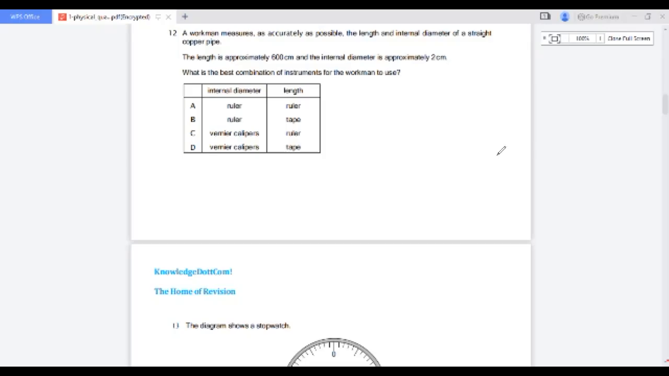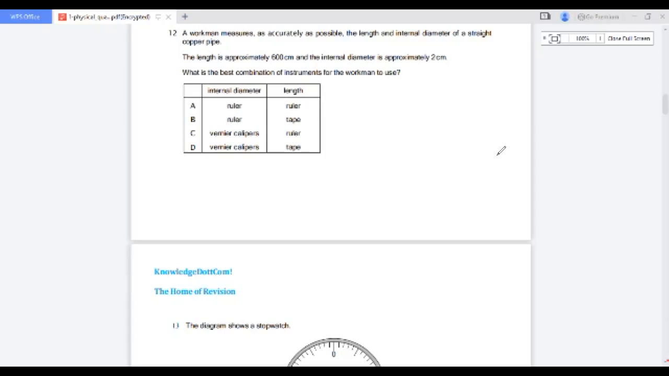A workman measures, as accurately as possible, the length and internal diameter of a straight copper wire. The length is measured as 600 centimeters and the internal diameter is 2 centimeters. What is the best combination of instruments for the workman to use?